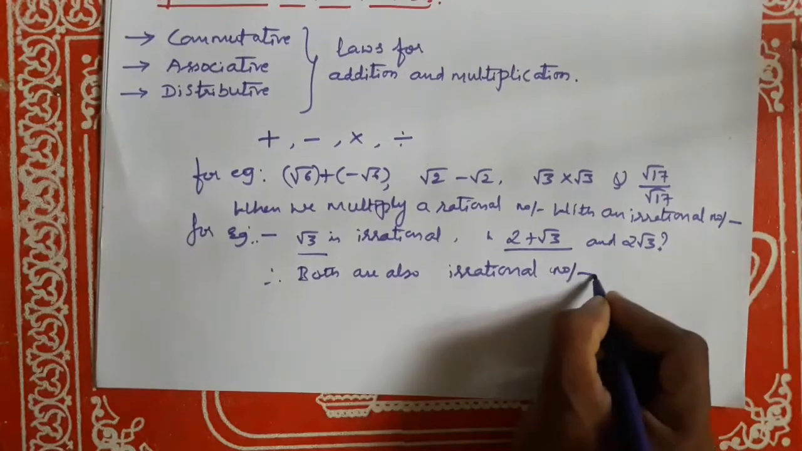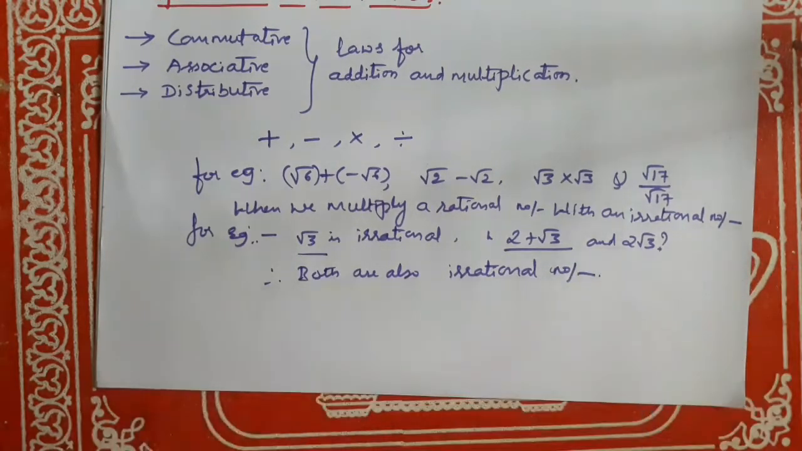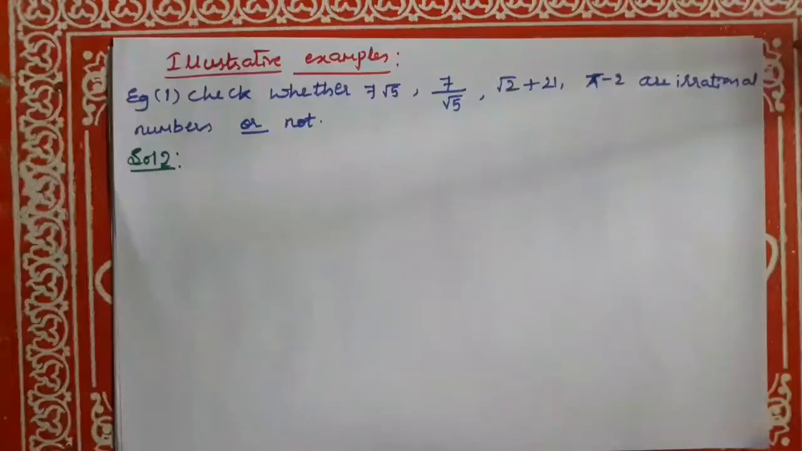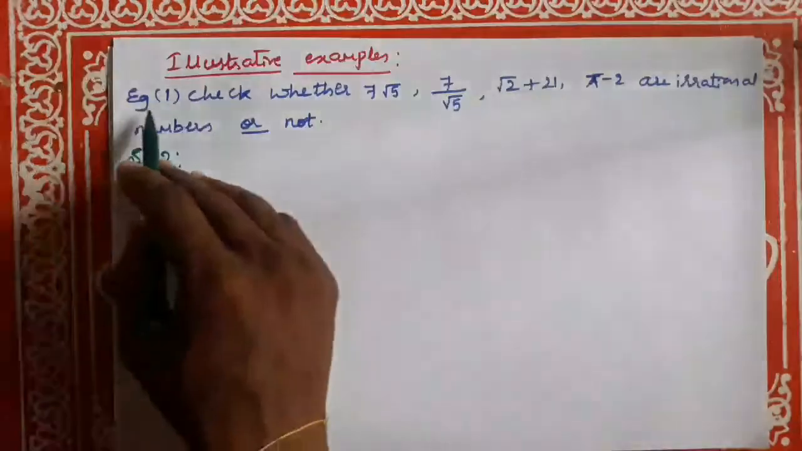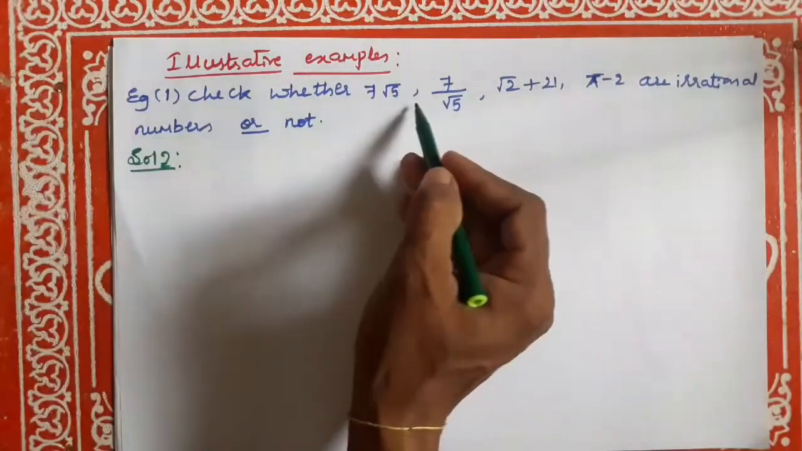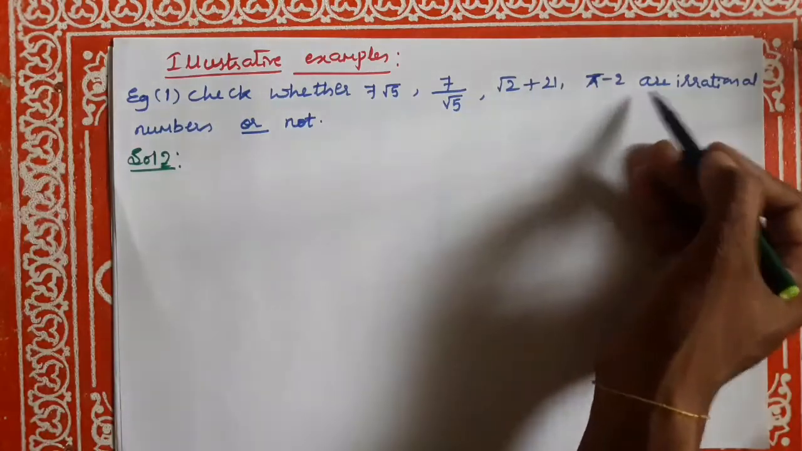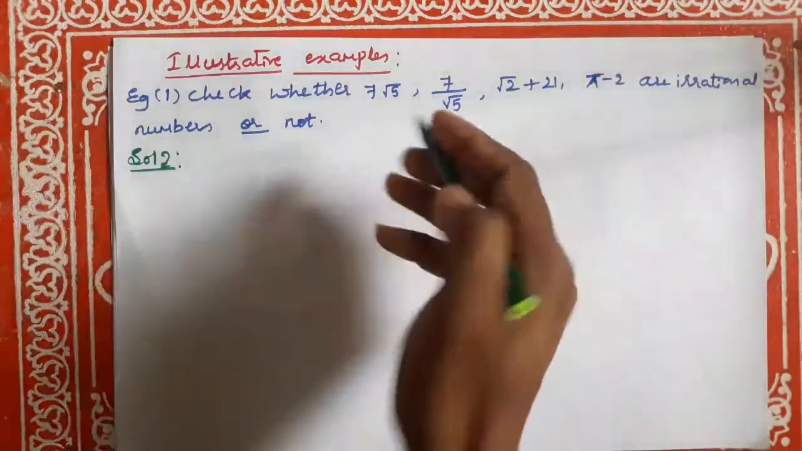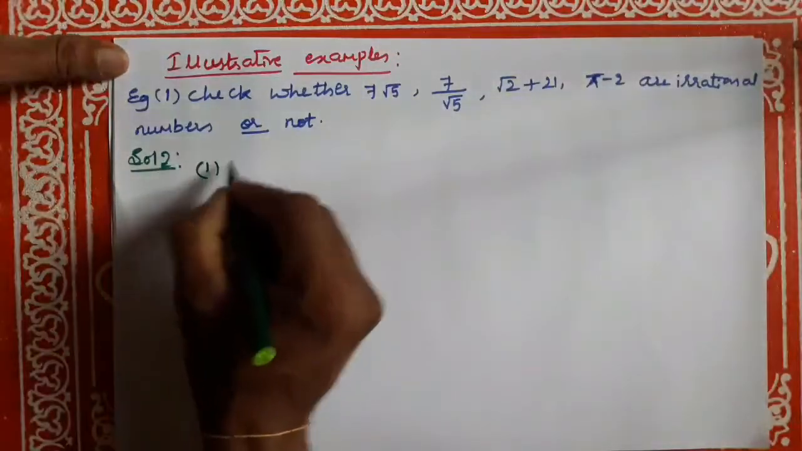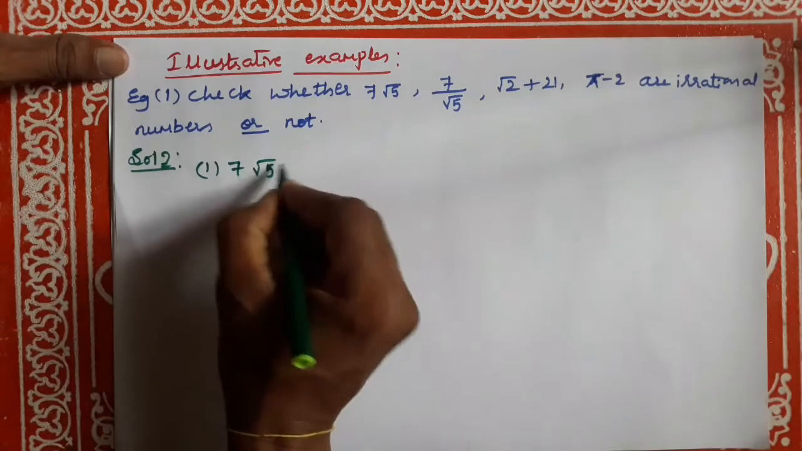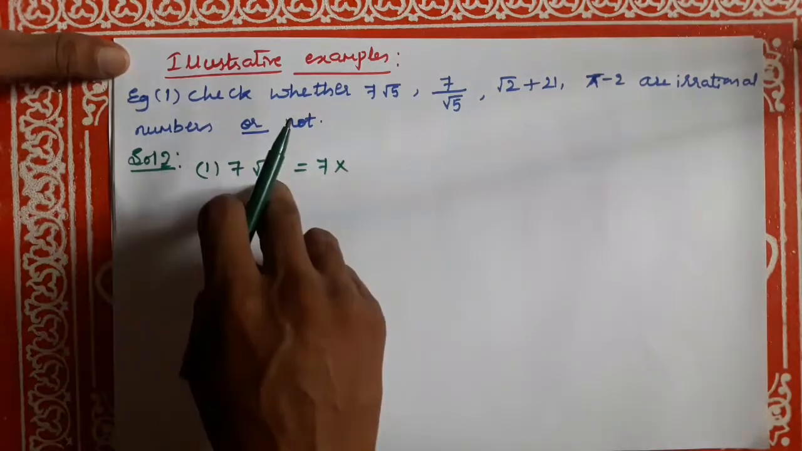Now let us discuss some illustrative examples. Example 1: check whether 7 root 5, 7 by root 5, root 2 plus 21, and pi minus 2 are irrational numbers or not. Here they have given 7 root 5. The first one is 7 root 5, which is equal to 7 into the value of root 5.